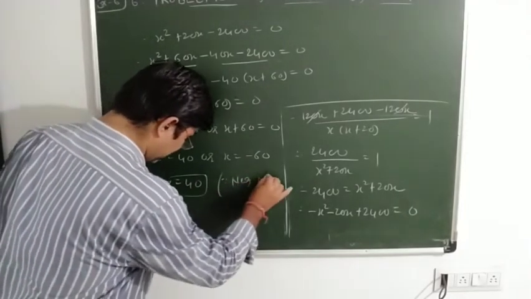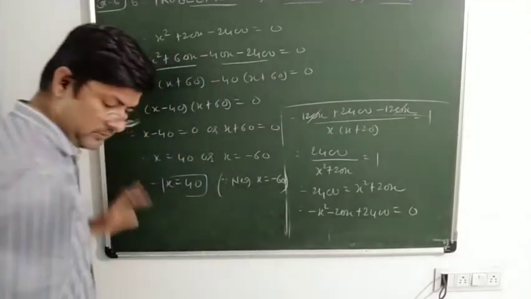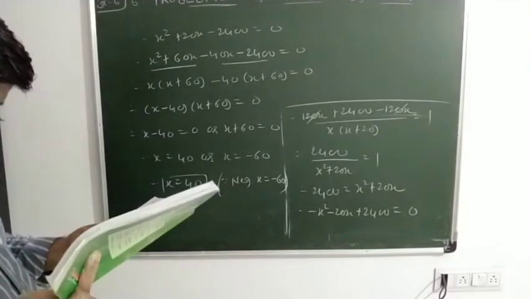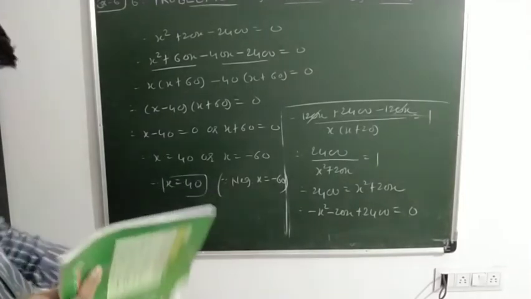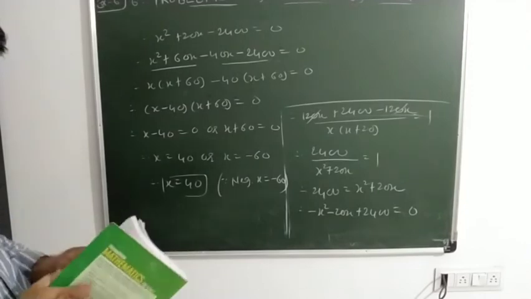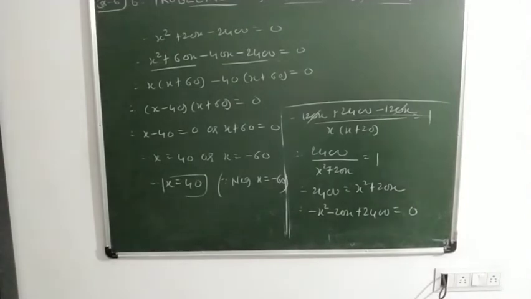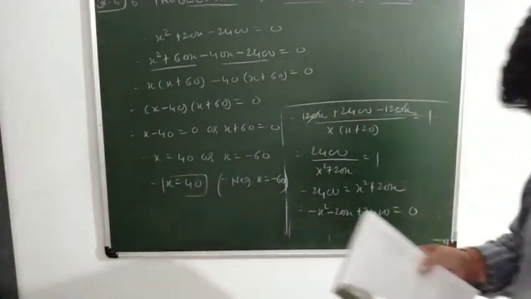Since neglecting x is equal to minus 60, and therefore that is what we have to find, the value of x. So value of x is 40 only. Okay, so this is the answer of question number 16. So we have completed question number 16 so far.